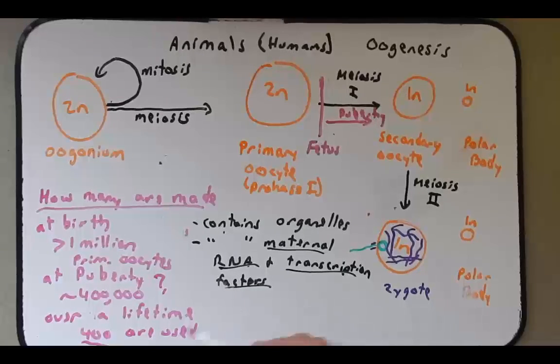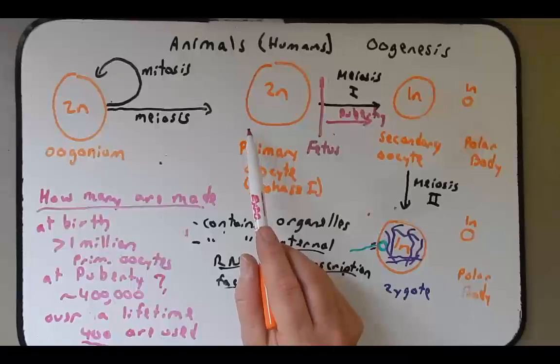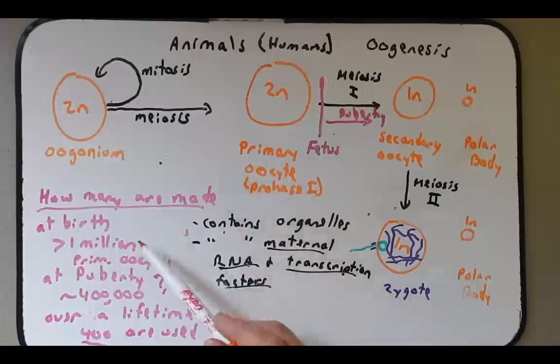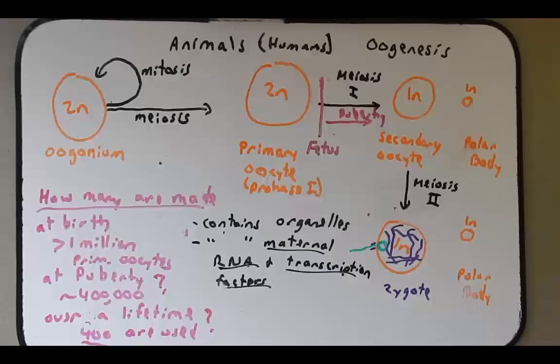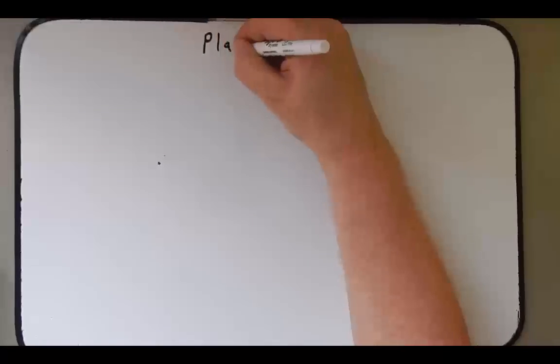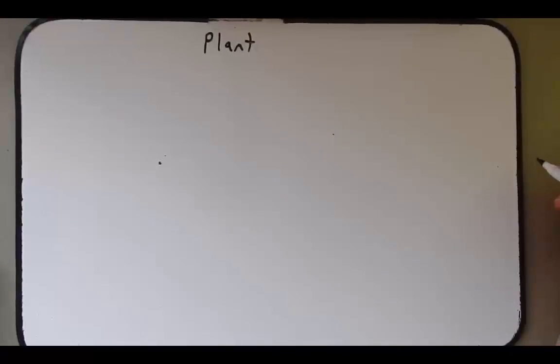It's an interesting question why it has been selected for a pathway that produces so many potential ova, but only uses 400. Again, that's a question that we don't really know, but we may talk about possible answers to that in class. Okay, now let's move to plants. So we're going to talk about spermatogenesis and oogenesis in plants.